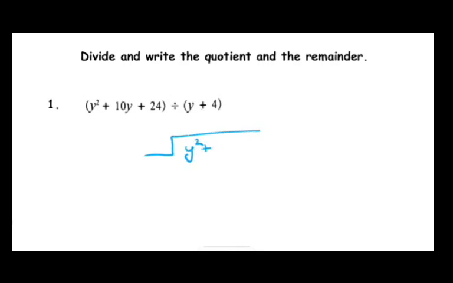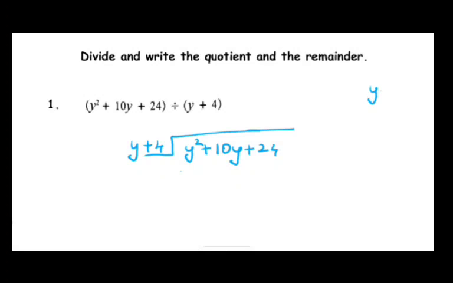Y square plus 10y plus 24 divided by y plus 4. So, we'll have to take 2 together now. Always consider 2 together. In the previous one, we considered one monomial at a time. Now we'll have to consider binomials, 2 of them together each time.